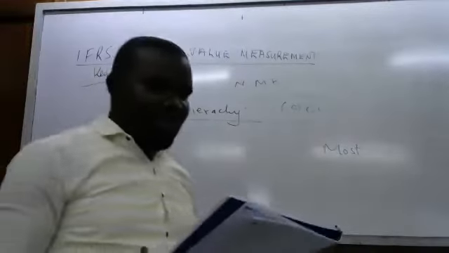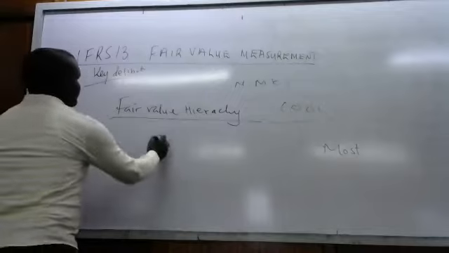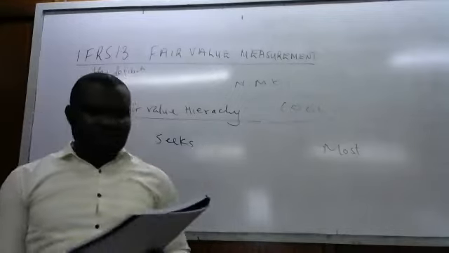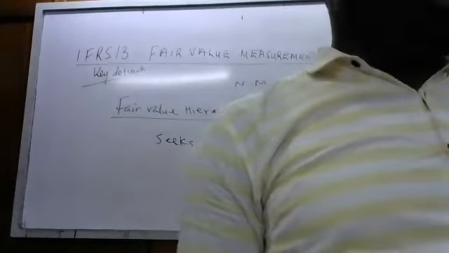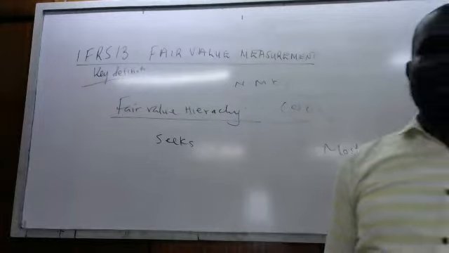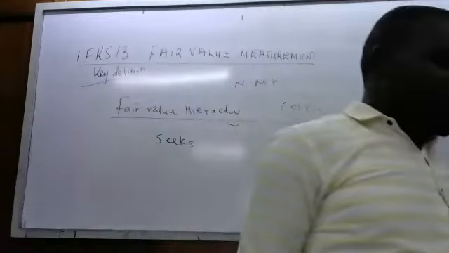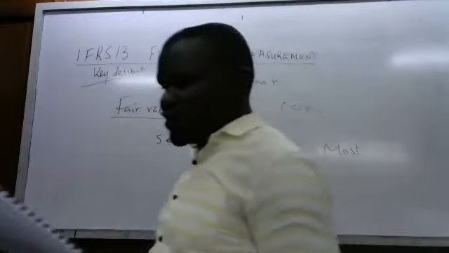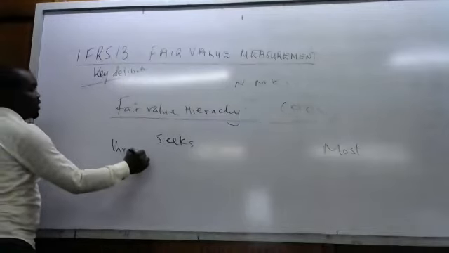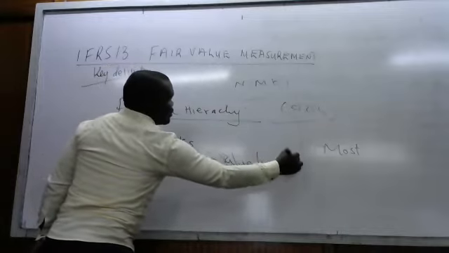So you write and say IFRS 13, 6, to increase consistency and comparability in fair value measurements and disclosures through a fair value hierarchy.